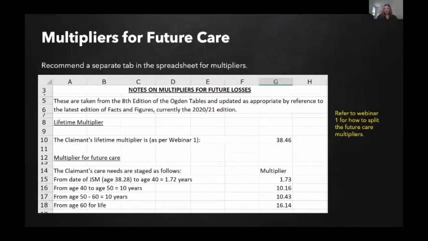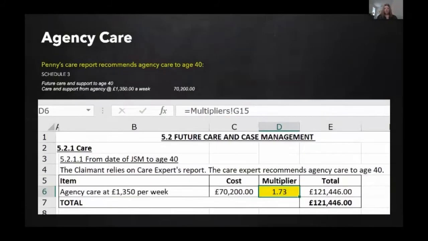So the next slide is the calculation for Penny. It is very simple. The care expert recommends agency care for Penny until she's 40 at a cost of £1,350 per week. You simply multiply this by 52 weeks to get your annual cost, which is £70,200, and then you multiply that by your multiplier.